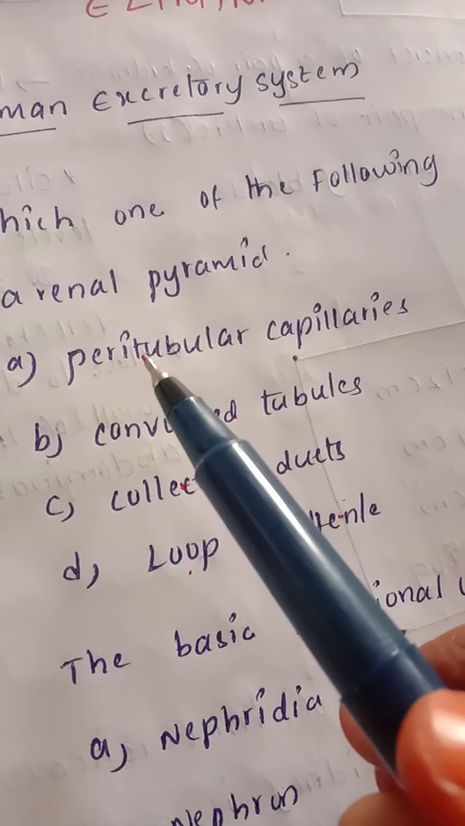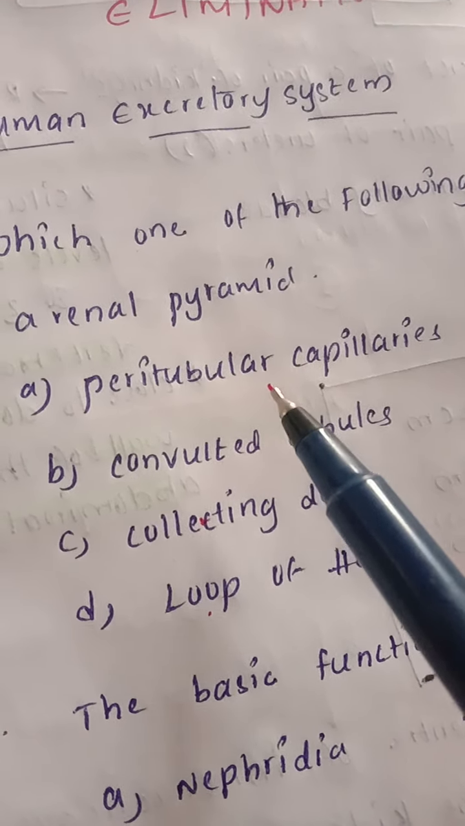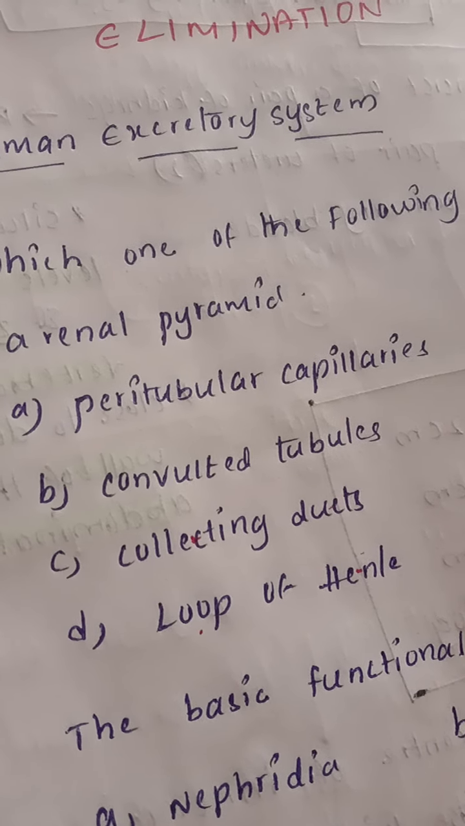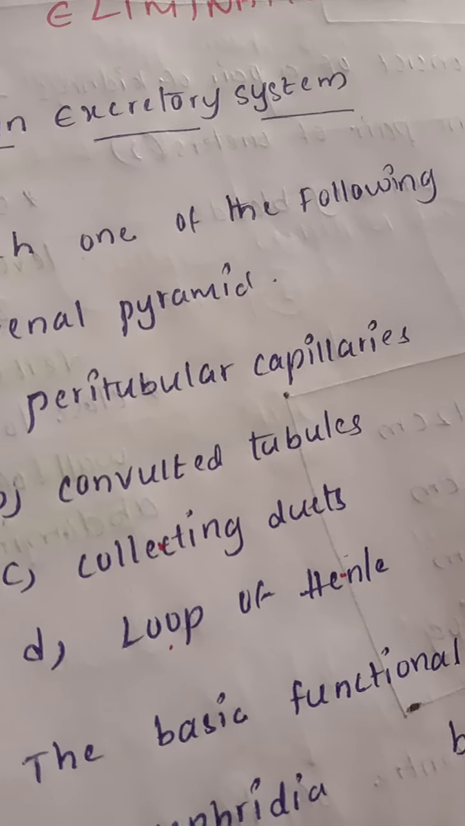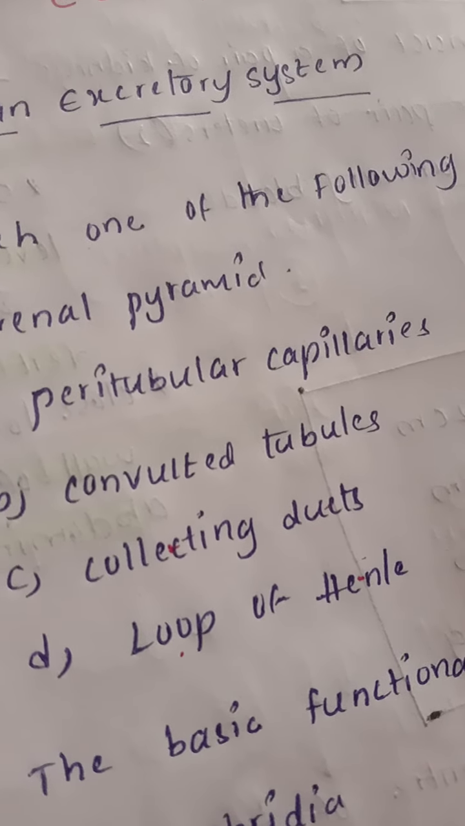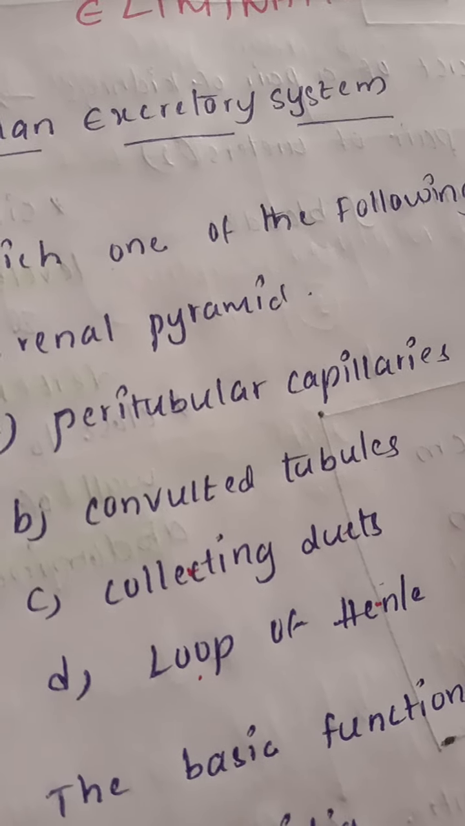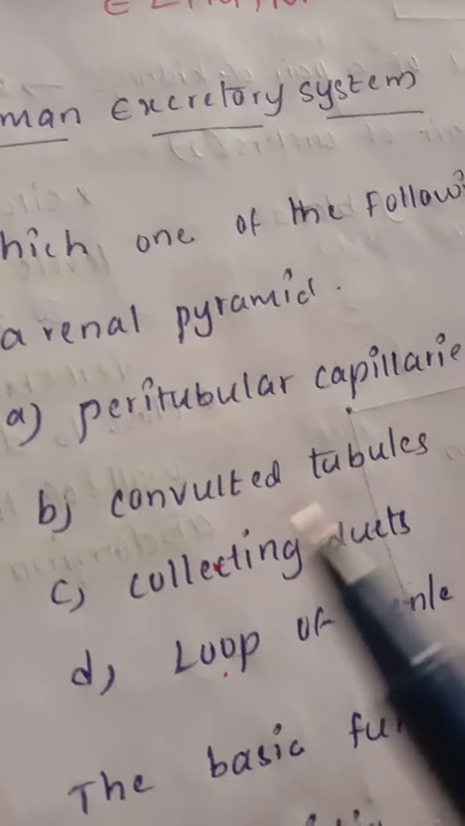In this one, the answer is peritubular capillaries. What do we mean by peritubular capillaries? The efferent arteriole emerging from the glomerulus forms a fine network of capillaries around the renal tubule. It is called peritubular capillaries.